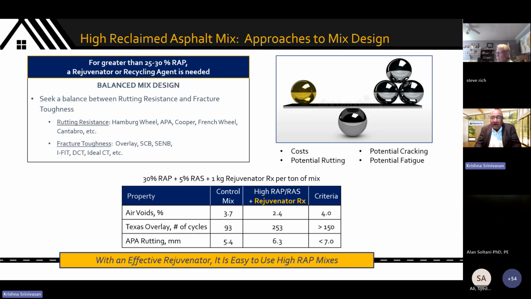Like I said, replace Texas overlay with ideal CT. You may get different criteria, different numbers. Replace APA rutting with Hamburg wheel rutting. You may get different, but basically the idea is you pick one test from column A, you pick one test from column B, you decide your specifications or whatever specifications the DOT has laid out for you, and you do your experiments to try and arrive at a balanced mix design.